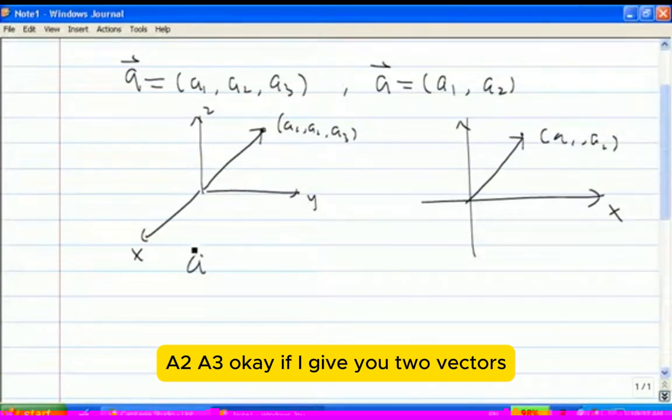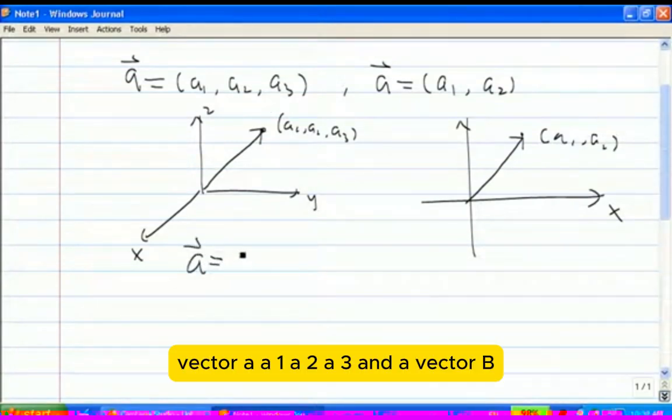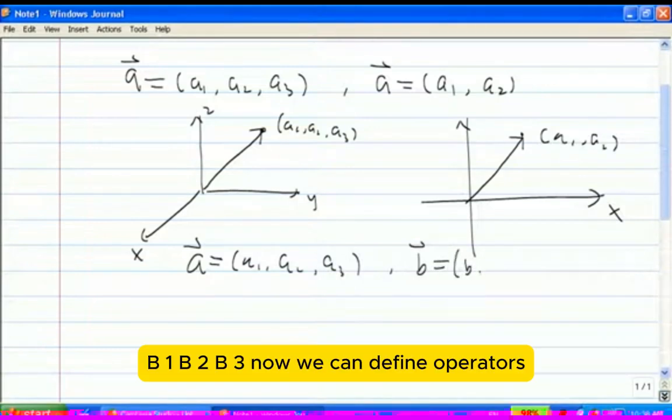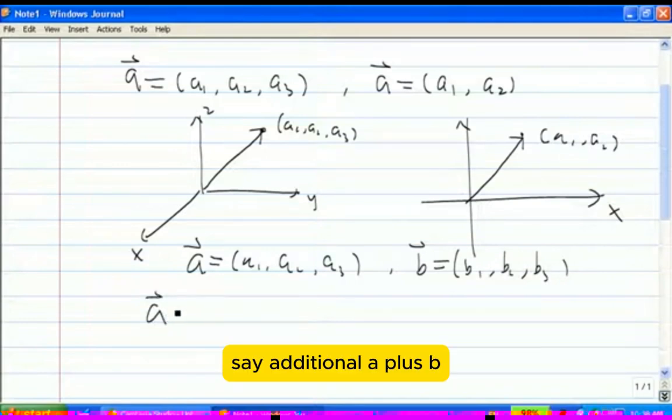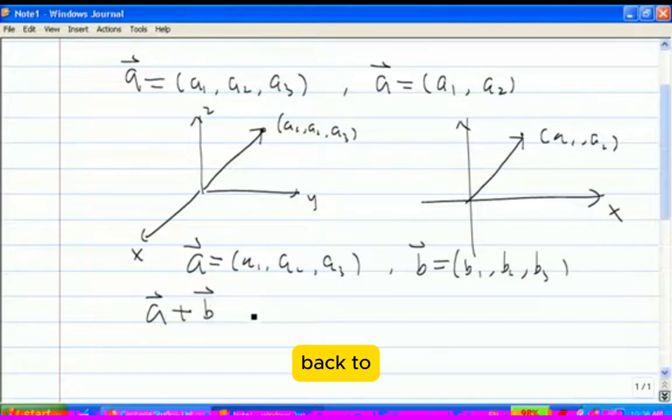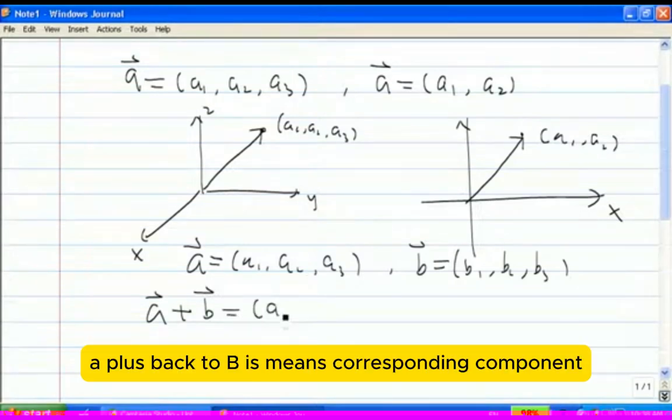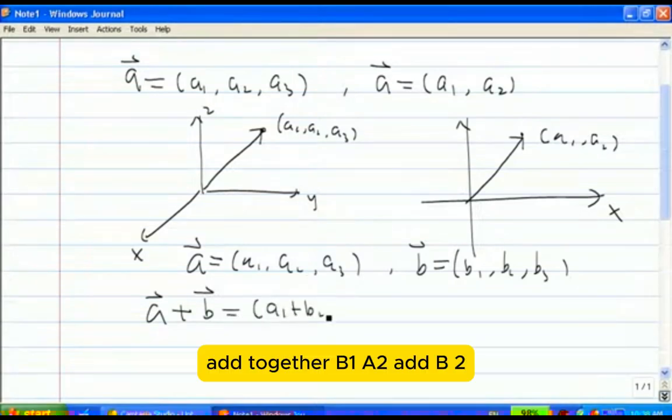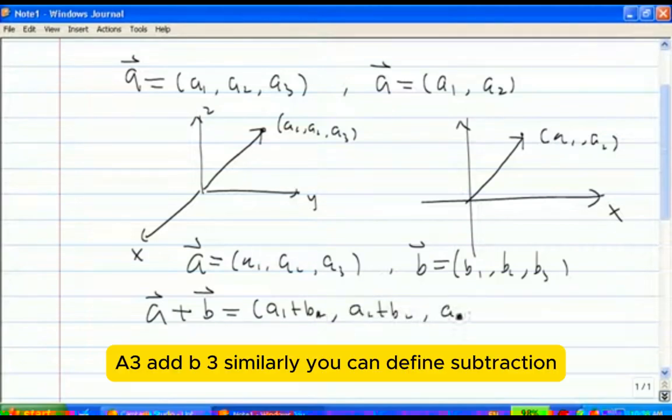If I give you two vectors, vector A, A1, A2, A3, and vector B, B1, B2, B3, then we can define operations. Say addition, A plus B. Vector A plus vector B means corresponding components add together: A1 plus B1, A2 plus B2, A3 plus B3. Similarly, you can define subtraction.